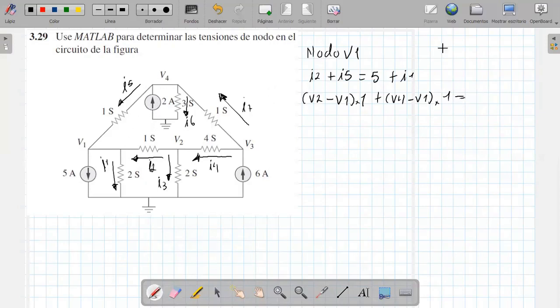And that has to be equal to 5 amperes plus the current going out here. All of this, as V1, would be V1 times 2, as 0. Organizing this system, I'm going to have minus V1, V2 and V1 plus V4, equal to 5.